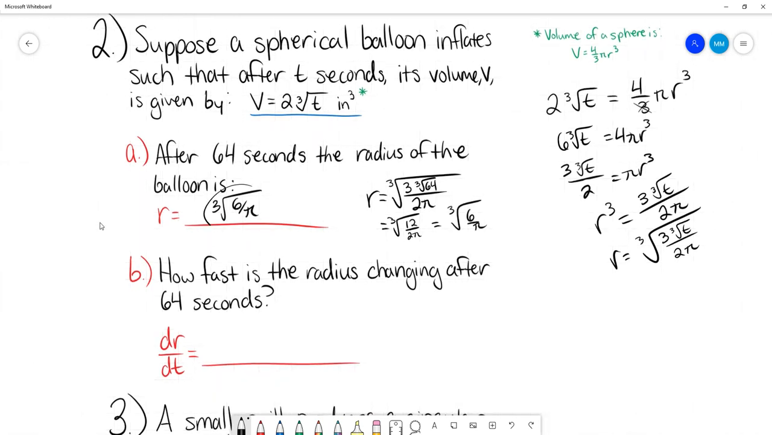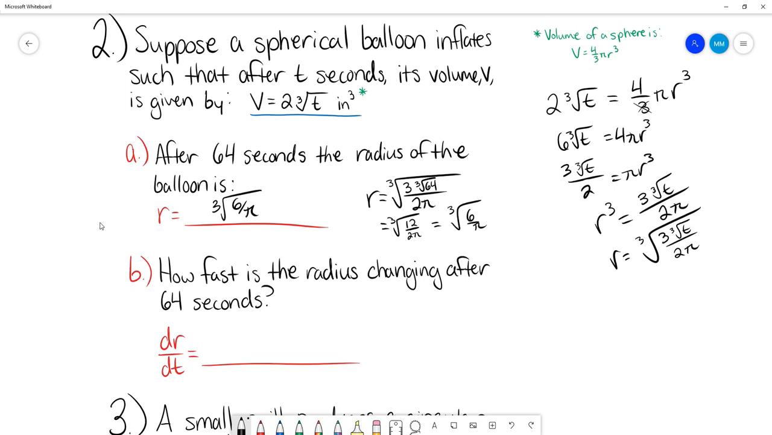So that is the radius there, and I hope that that made sense. I know I went through that a little quickly. And now it's asking how fast is the radius changing after 64 seconds. So we need to do all of this again, except we need to take the derivative so that we can get dr/dt to solve for.